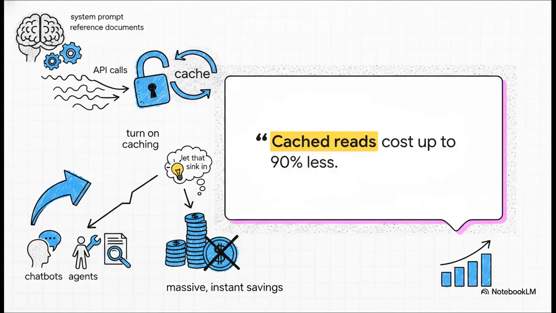Which brings us to a seriously powerful feature. If you're sending the same system prompt or the same heavy reference documents on every single API call, you need to turn on caching. Cached reads cost up to 90% less. Let that sink in for a second. 90%. This is the single biggest win for chatbots, agents, and RAG systems. It yields massive, instant savings.